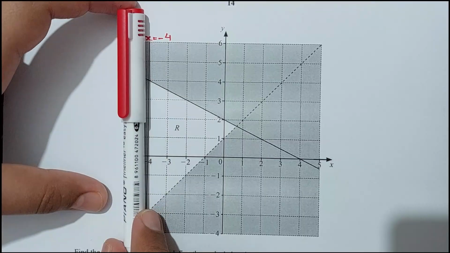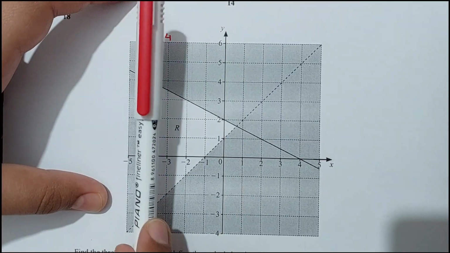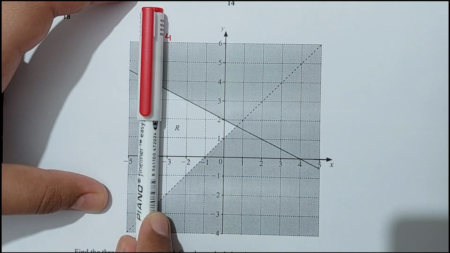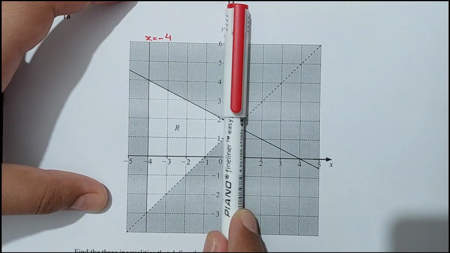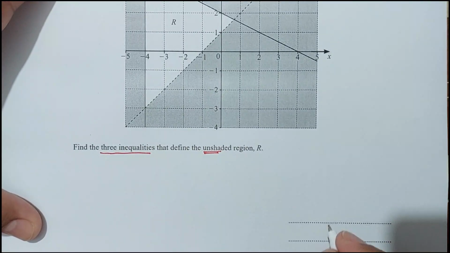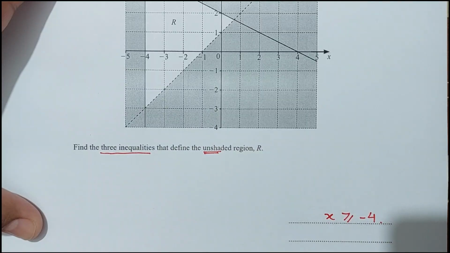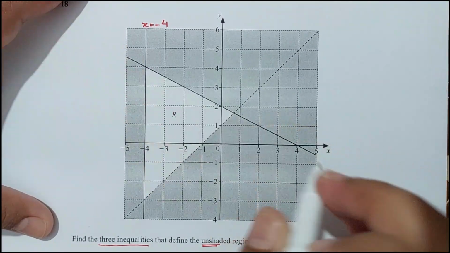This line is x equals -4, so the unshaded region is this. So for x equals -4, the values are x is greater than or equal to -4, because it is a solid line. So the first inequality is x is greater than or equal to -4. All right. Okay, let's find out this line first.